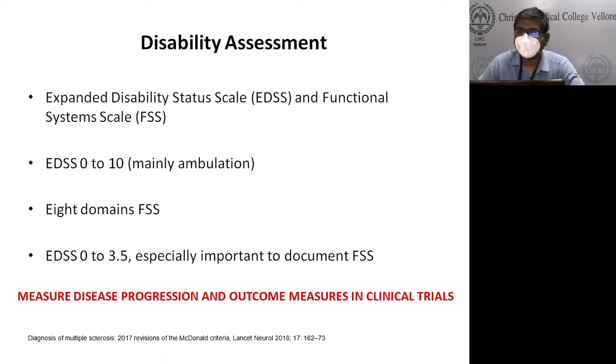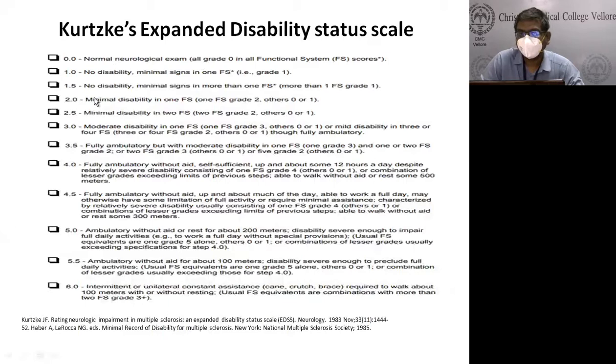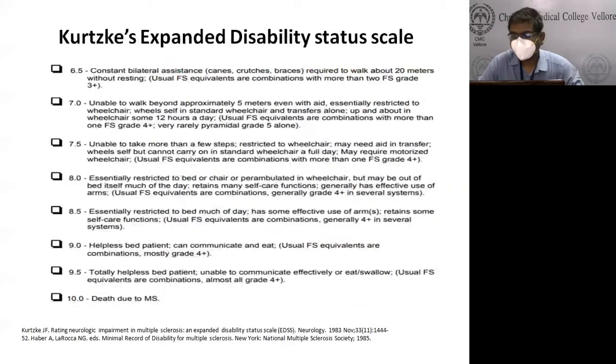It is mainly based on ambulation, but it's important to note that you have something known as functional status scoring also. That is your 8-domain FSS. Whenever a patient is ambulant, with a score of less than 4, or 0 to 3.5, it is important to document the individual functional status severity also, to comprehensively tell the disability. So that is what we call the Expanded Disability Status Scale, in which you have points 1, 1.5, 2, 2.5 until 3.5, where we actually have components in which the functional systems are also graded. Whenever the patient becomes more than 5 or so, they become non-ambulant.